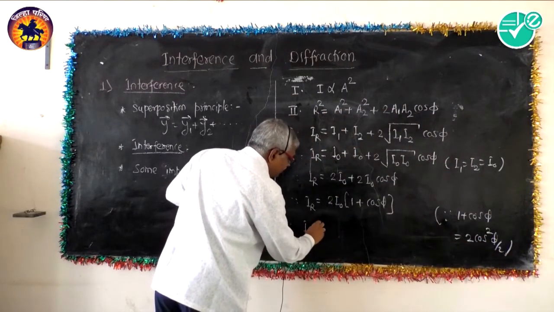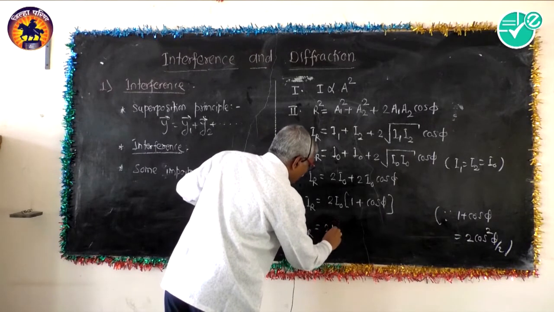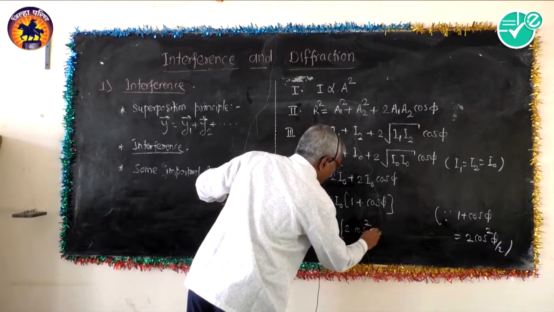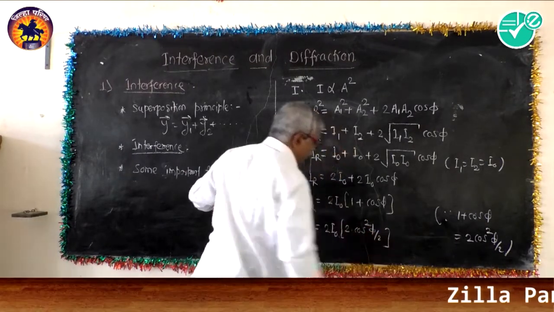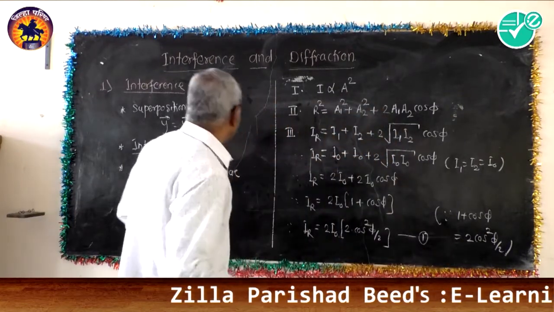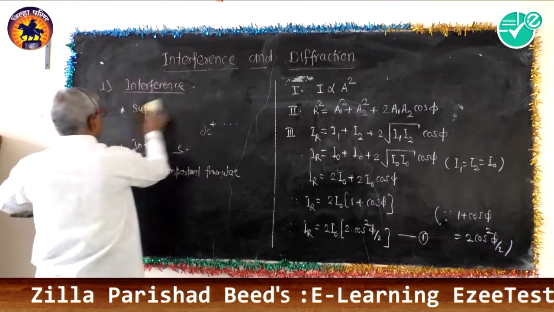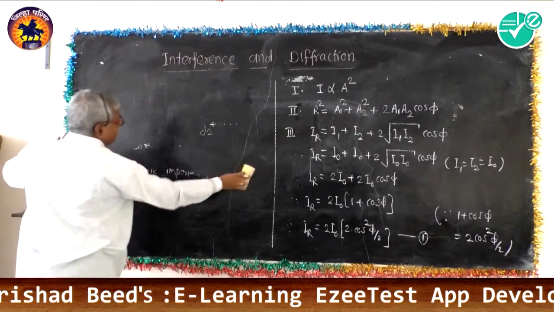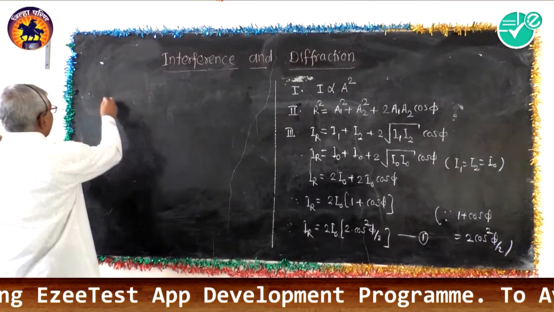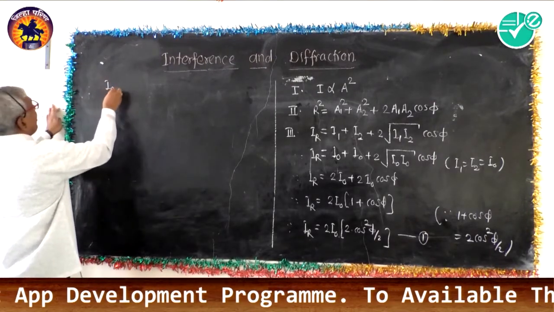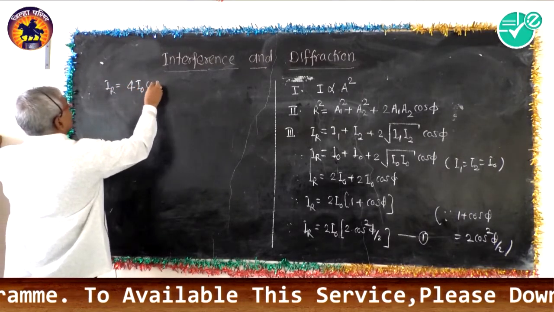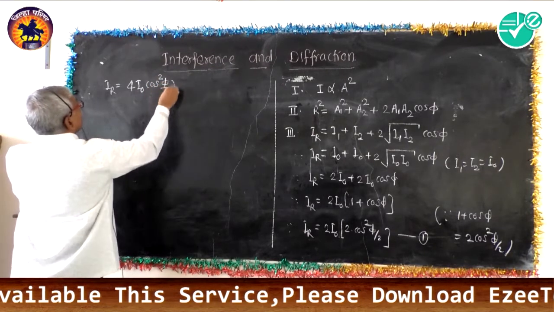Equation for resultant intensity becomes IR is equal to twice I0 into 2 into cos square of phi by 2. Let us suppose this equation as equation number 1. Therefore, IR is equal to 4 times I0 into cos square of phi by 2.